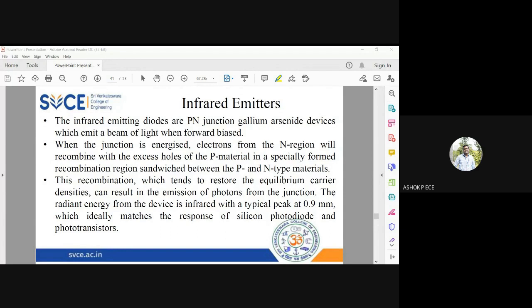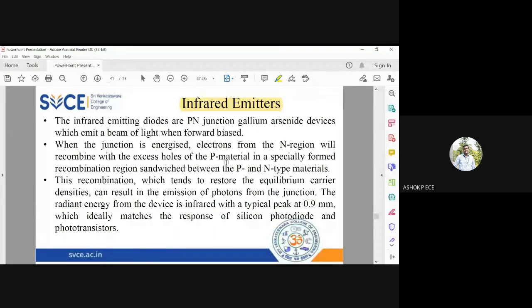We were seeing about the functioning of light emitting diodes, which were emitting light in the visible region, the visible spectrum. And now we are going to see about infrared emitters. So these infrared emitters are going to emit light in the infrared region, which is not visible to our human eyes. Okay.